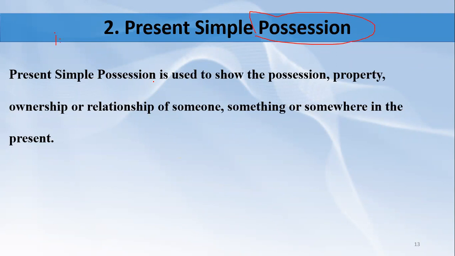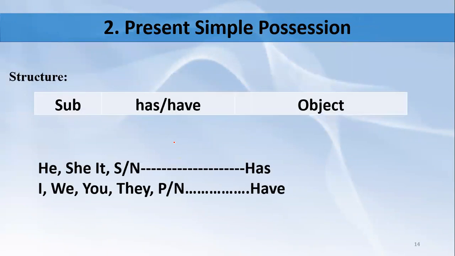So present simple possession is used to show the possession, the property, the ownership or relationship of someone, something, or somewhere in the present, fine. Like you may have possession over a land, you may have possession over a human being, you may have possession over a place, okay, or you may have possession over a thing like your smartphone, your laptop, or your notebook, etc. So what kind of structures are used here to describe our possessions?